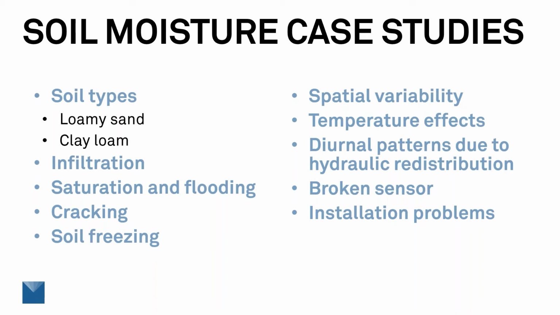We're going to talk about soil cracking, then talk about soil freezing and what happens to our measurements. We're going to talk about spatial variability and temperature effects on water content. We're going to move into diurnal patterns that look like temperature effects, but maybe something like hydraulic redistribution. And then we're going to finally finish off with what a broken sensor looks like, what happens when there are installation problems, and how I can spot that.